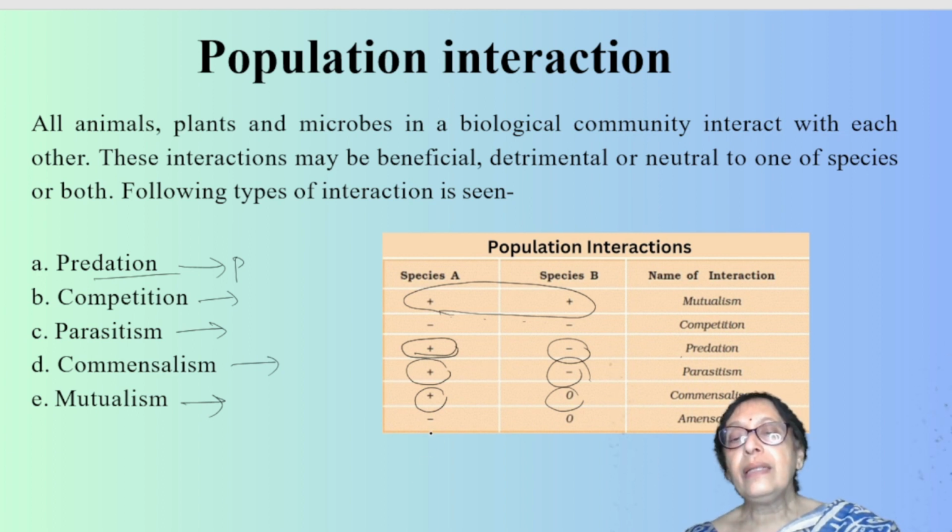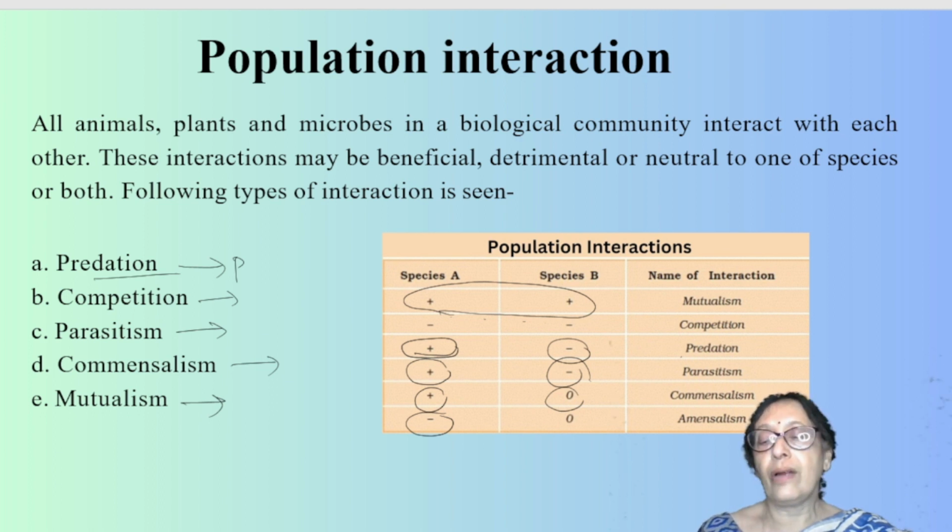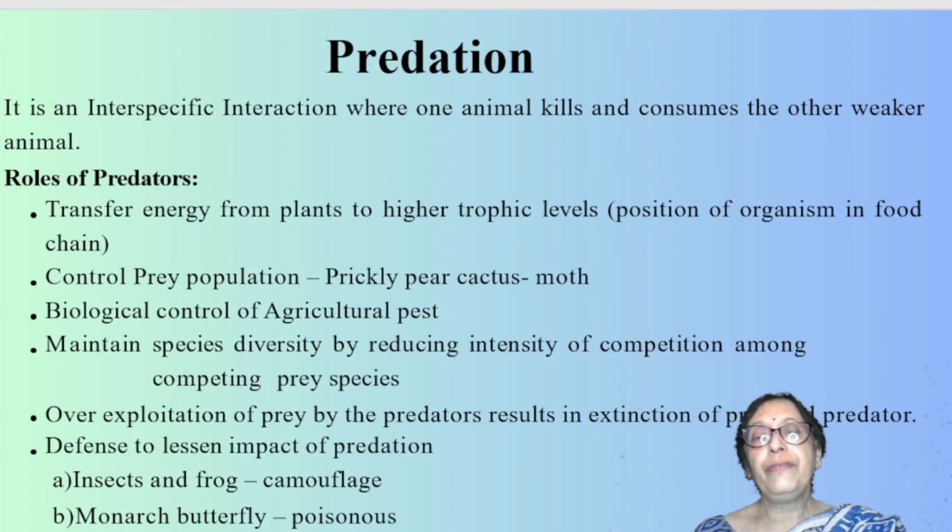And another one is amensalism. Amensalism is where one organism is negatively affected and the other one is just neutral. It's not affected at all. So these are the various types of interspecific interactions.